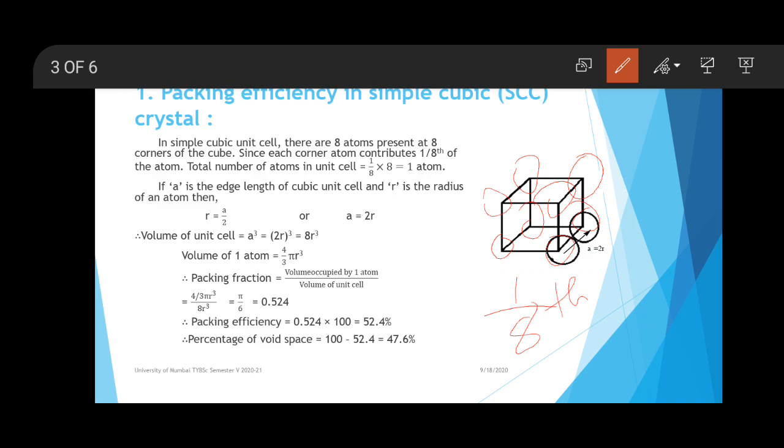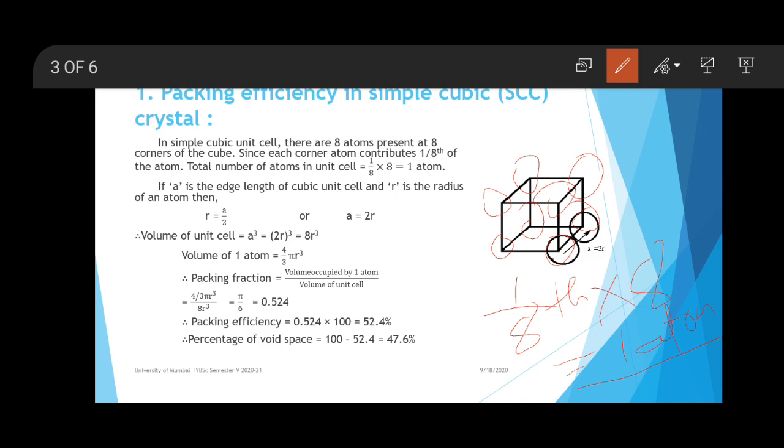If you want to calculate the number of atoms present in the unit cell, then you can write 1/8 multiplied by 8. 1/8 portion is occupied by one atom, multiplied by 8 atoms present at the 8 corners. So the total number of atoms will be what? If you combine the 1/8 portion of all 8 atoms present at the 8 corners of the cube, then how many atoms will you get? You will get one atom.